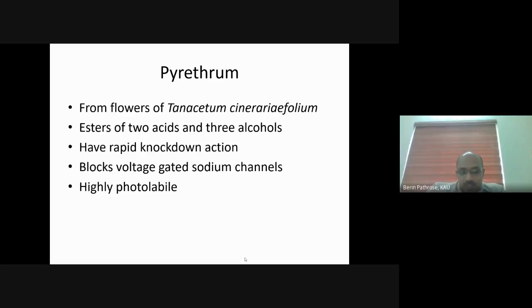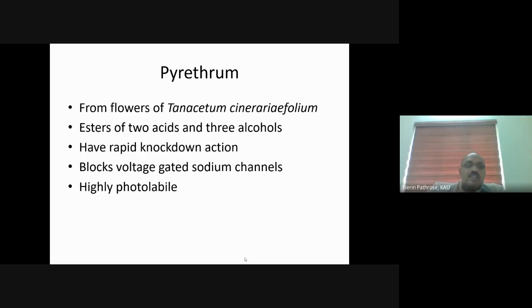Understand the terminology. I will repeat again. The natural material, the pesticide molecule derived from the flowers of Tanacetum, that is called as pyrethrum. But if we go for artificial synthesis of these molecules, we call those molecules as pyrethroids. Pyrethroids don't contain the natural pyrethrum molecules. So this is the difference between pyrethrum and pyrethroids.